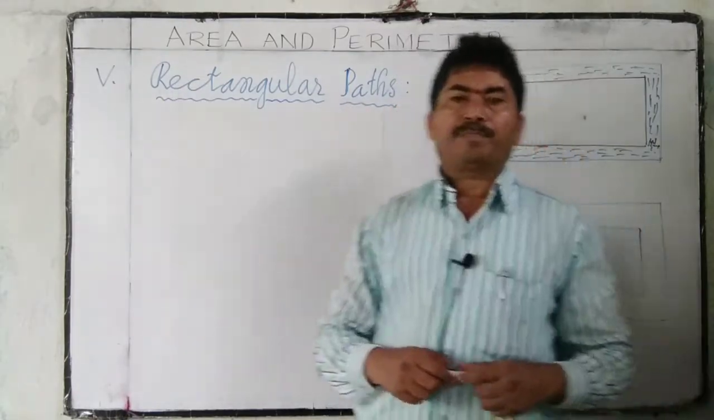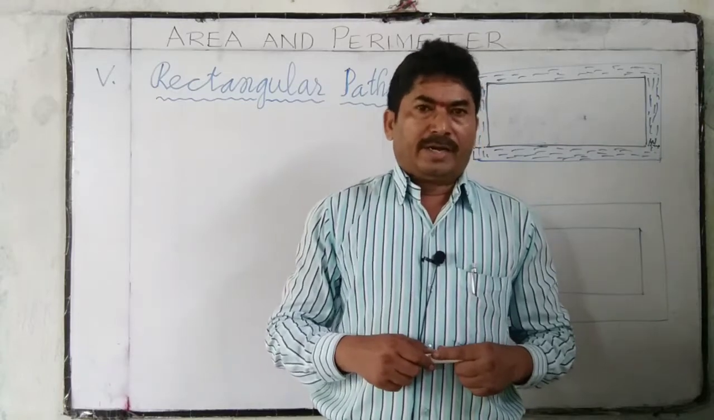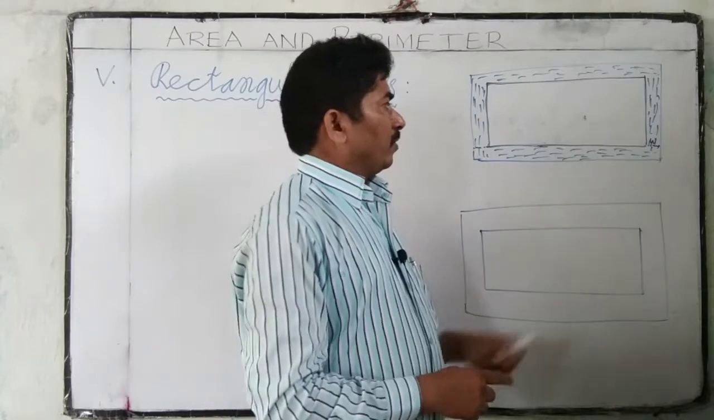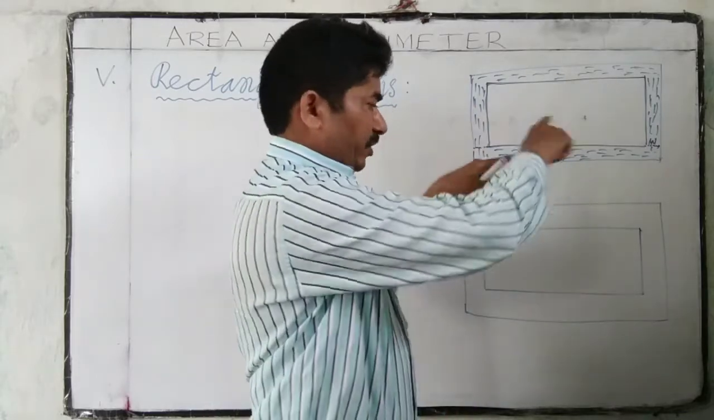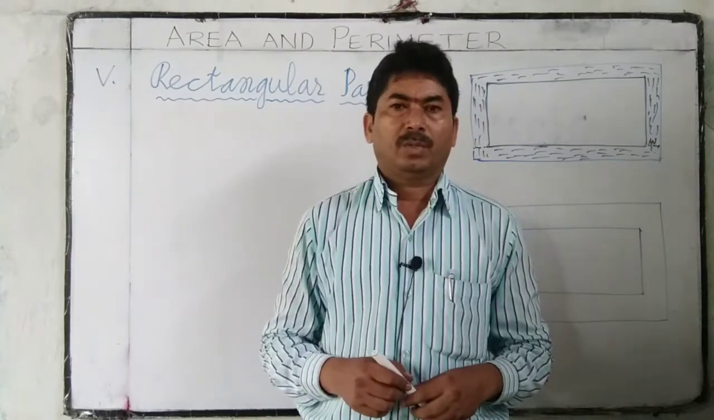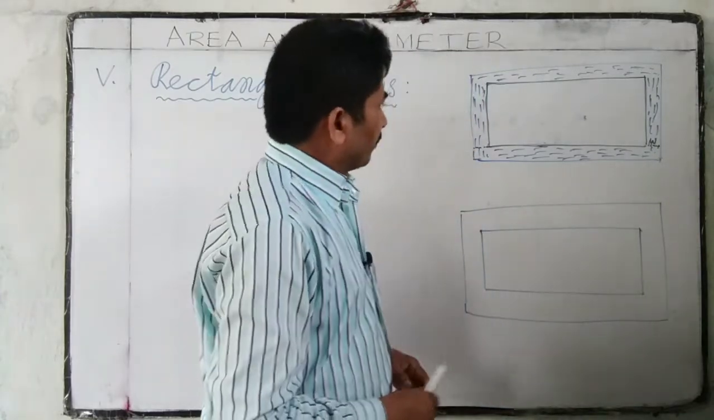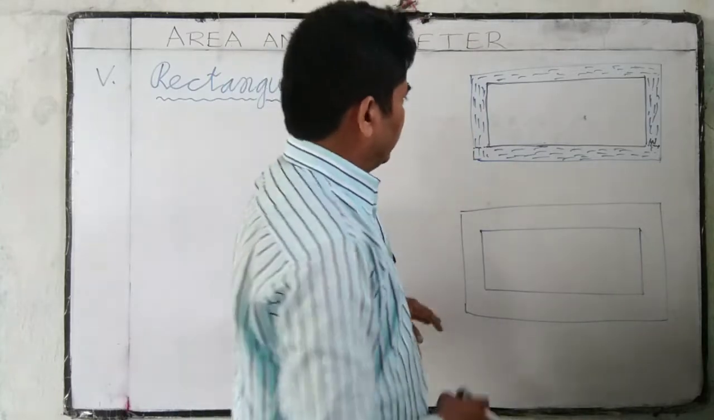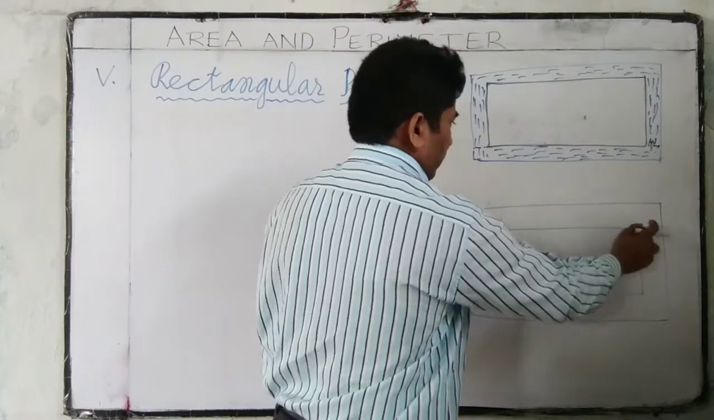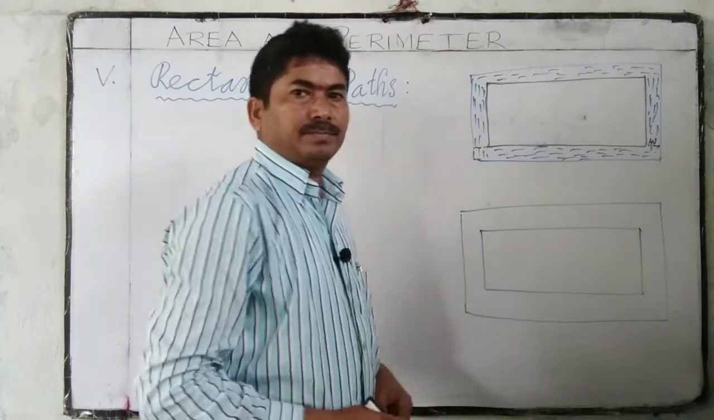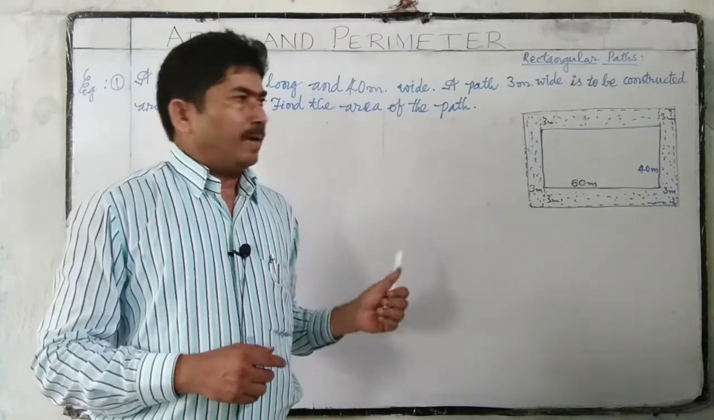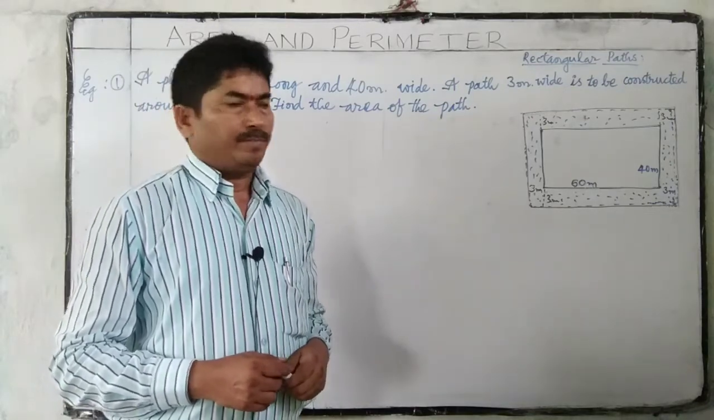Rectangular paths. What are rectangular paths? The paths which have rectangular shape are called rectangular paths. To understand, here we have two rectangles. These are paths called rectangular paths. Let us know how to find the area of a rectangular path.